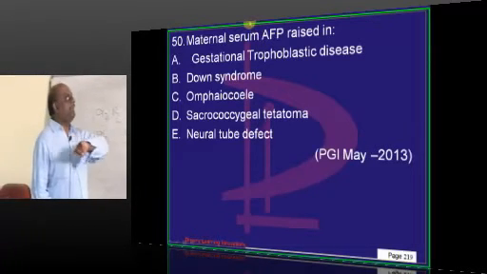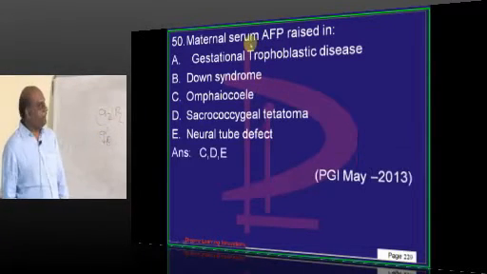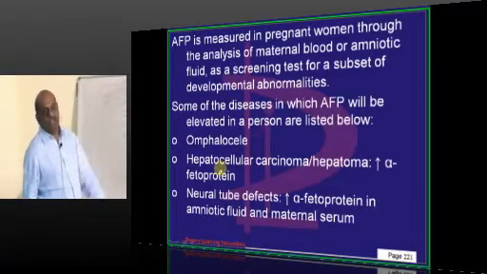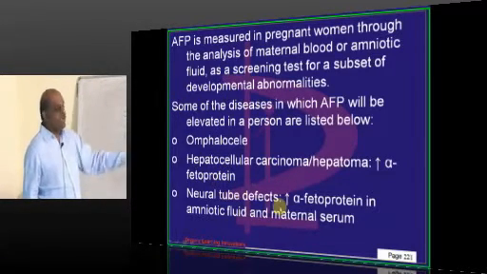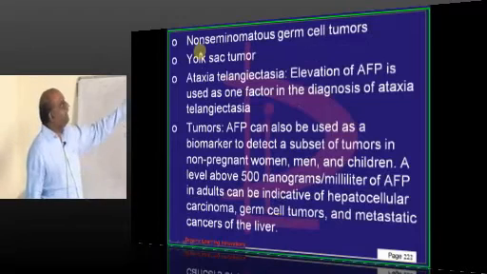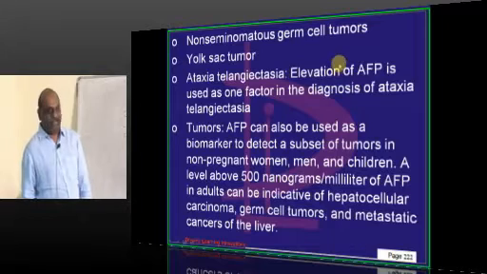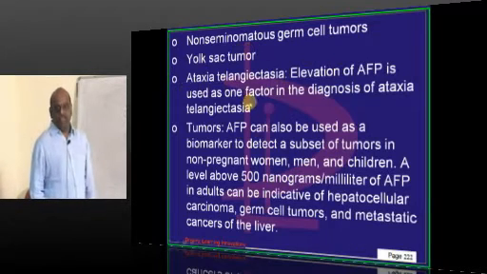Maternal serum AFP level, if it is raised, what is your interpretation? Generally, there are 5 to 6 conditions. Omphalocele, hepatocellular carcinoma, neural tube defect. Then non-seminomatous germ cell tumors, where AFP is also elevated. Yolk sac tumors, it is elevated. Ataxia telangiectasia and some of the tumors.